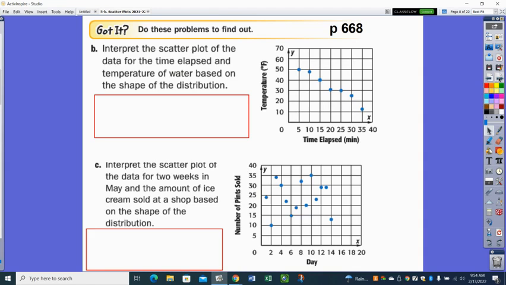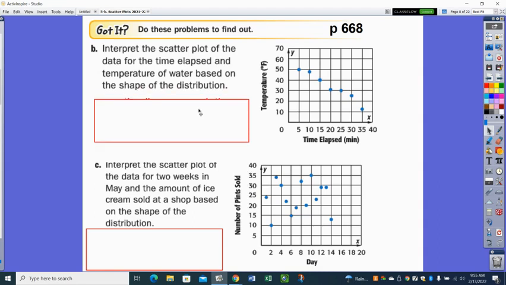So now it's your turn to interpret the scatter plot, and the video will stop on B and ask you about correlation, linear or not, and clusters and outliers. I'll come back in a second and see how you did.